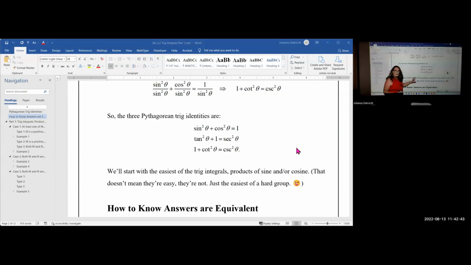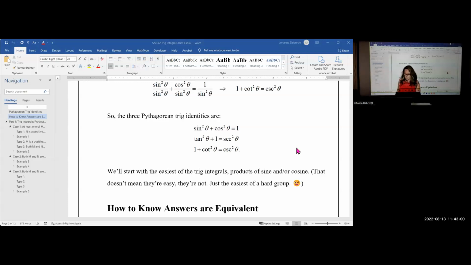We're going to start with products of sine and cosine. They're the easier of the trig integrals. I did not say easy, and I don't mean easy. There's not an easy topic in calculus 2. There's just not. They're all hard. It's just the easiest of a hard group, all right?